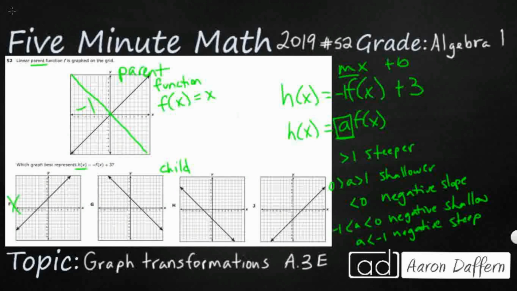So we can cross off f. We can cross off j, because those are still positive slopes. They're moving up. We're going to need something that moves down. So g moves down, h moves down.